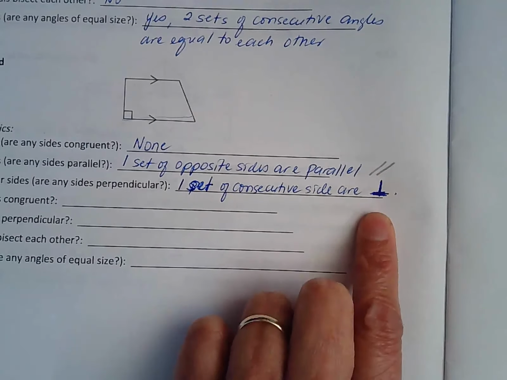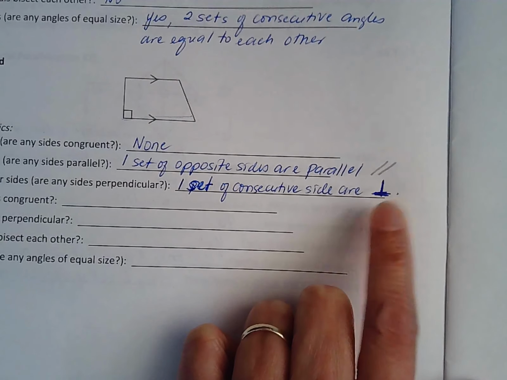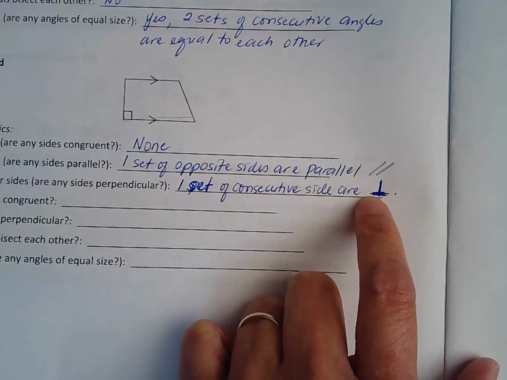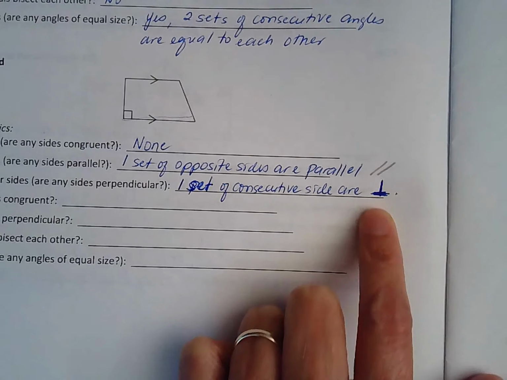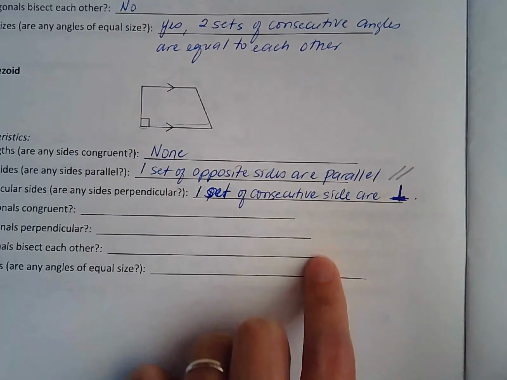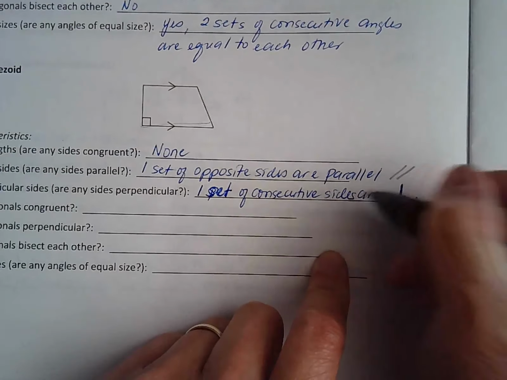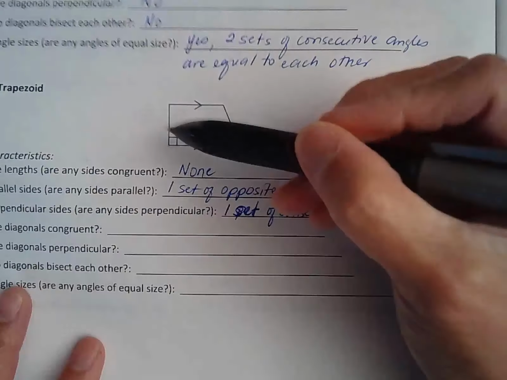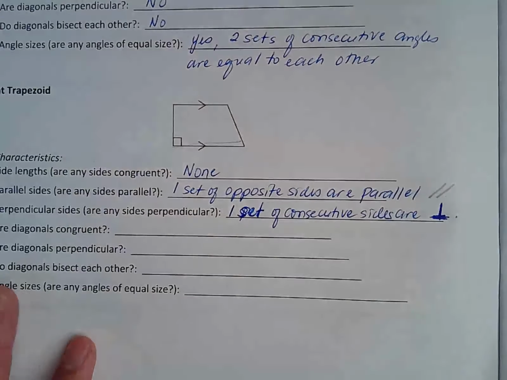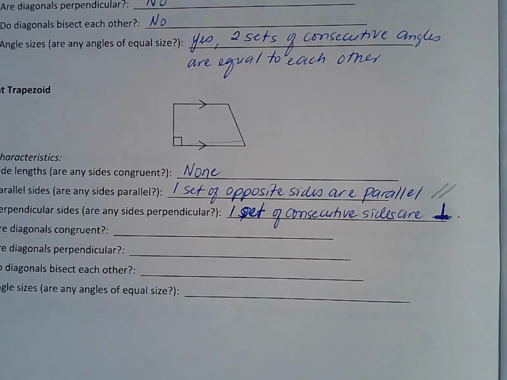Is everybody okay with that? The symbol, perpendicular. Right? So one set of consecutive sides are perpendicular. So just this one and this one. And it's consecutive because it's one after the other, right? Not opposite.